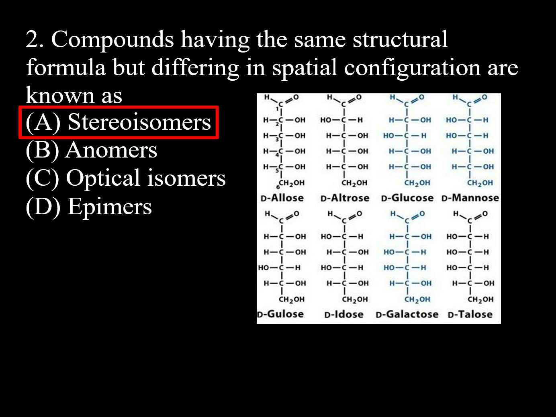As you can see in these diagrams of the structures, all these monosaccharides have the same structural formula, which is C6H12O6, but they differ in their spatial configuration. They differ in the position of their hydrogen and hydroxyl groups in space. That's why their spatial configuration is different, and they are all stereoisomers of each other.